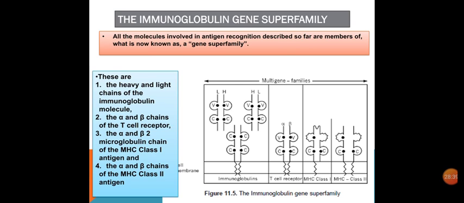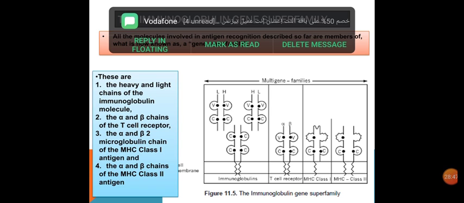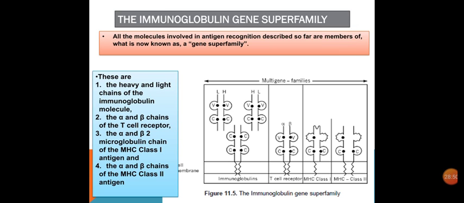The immunoglobulin gene superfamily. All the molecules involved in antigen recognition described so far are members of what is known as a gene superfamily. These are the heavy and light chains of the immunoglobulin molecule, the alpha and beta chains of the T cell receptor, the alpha and beta 2 microglobulin chains of the MHC class I antigen, and the alpha and beta chains of the MHC class II antigen.